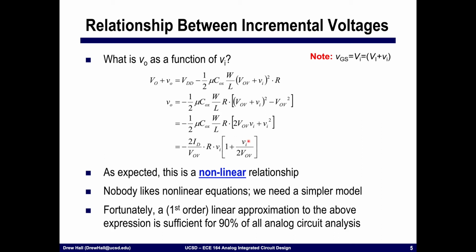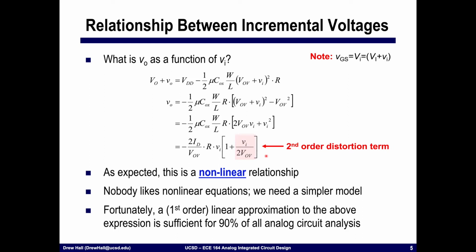Now, it turns out that really nobody likes nonlinear equations. But in particular, circuit designers hate nonlinear equations. Okay? So we really need a simpler model or a simpler way to work with this. Now it turns out that luckily, a first order linear approximation is sufficient for most circuits. Okay? Not all circuits. There are a handful of circuits that transition between different operating points or that have very large signal behavior. But I would say for 90%, and I'm completely making up this number, this particular framework that we're going to develop is sufficient.